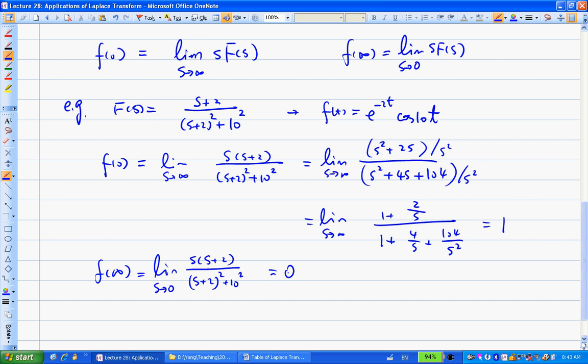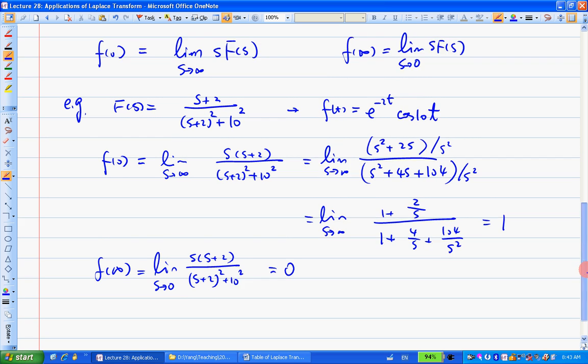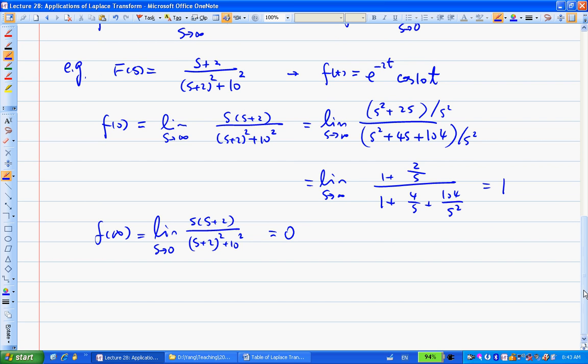Particularly in control systems, many times you have your model, and later we'll learn that you will have a so-called transfer function. Based on the transfer function, you can easily verify what your initial value or final value is. So you can know whether you have a stable system or not. The final value is a lot of times the most important part. Any questions?